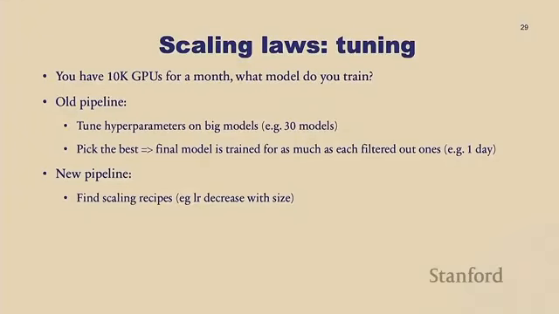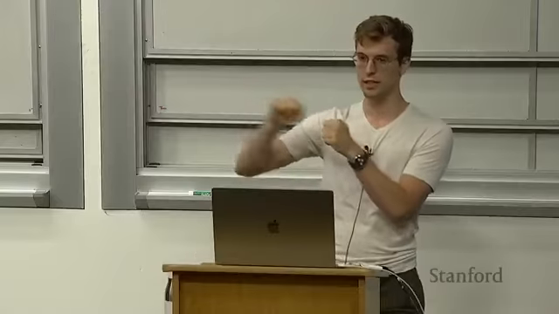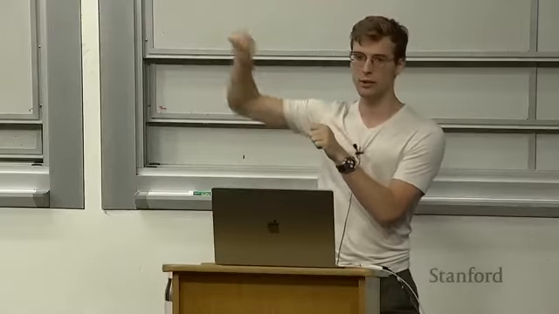The new pipeline is that you first find a scaling recipe. So you find something that tells you, for example, one common thing is that if you increase the size of your model, you should decrease your learning rate. You find a scaling recipe so that you know if I increase the size of my model, here's what I should do with some hyperparameters.